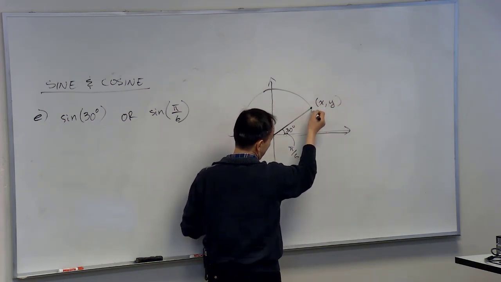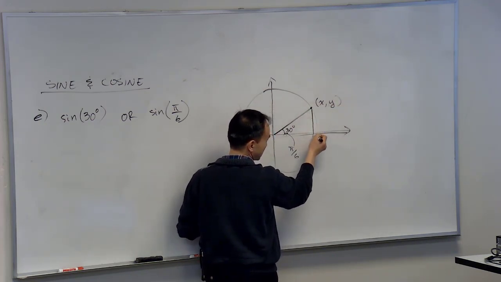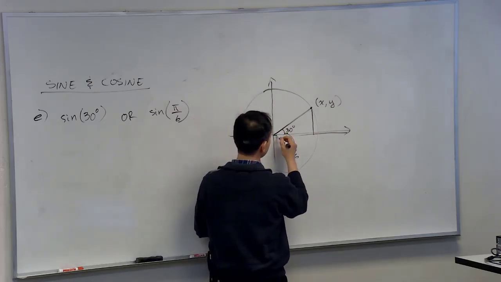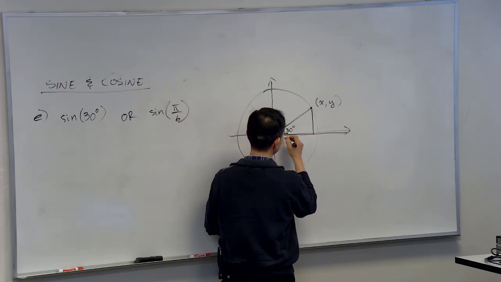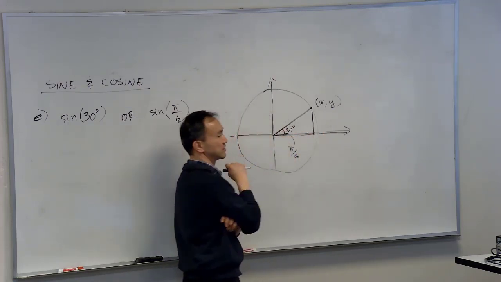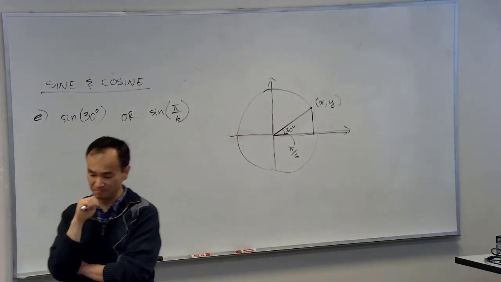The y coordinate is this vertical distance that drops from the terminal point down to the x-axis, right? And then the x coordinate is that horizontal distance that comes from the origin out to the foot of the vertical drop again.